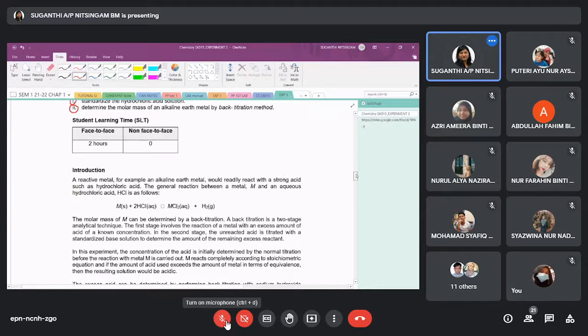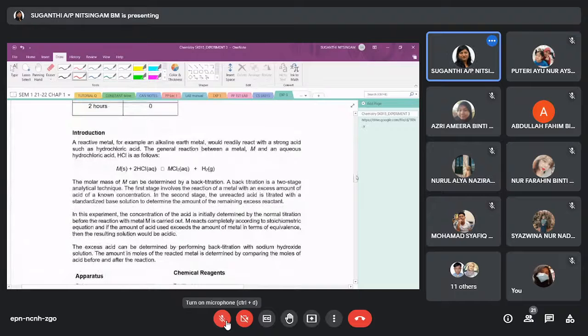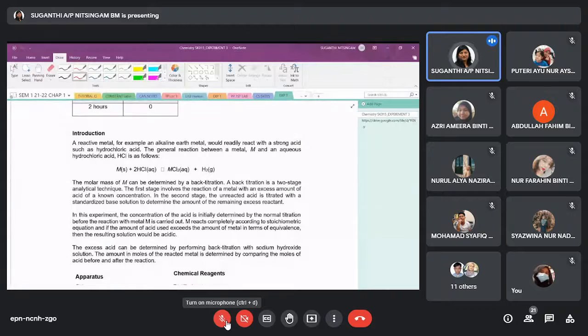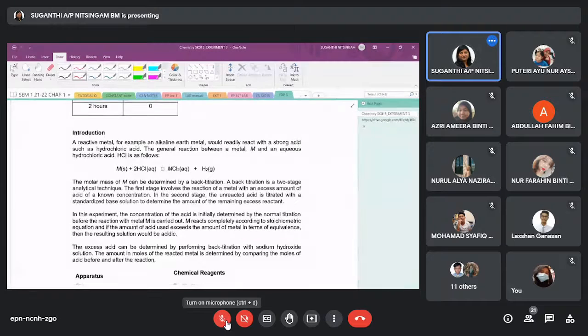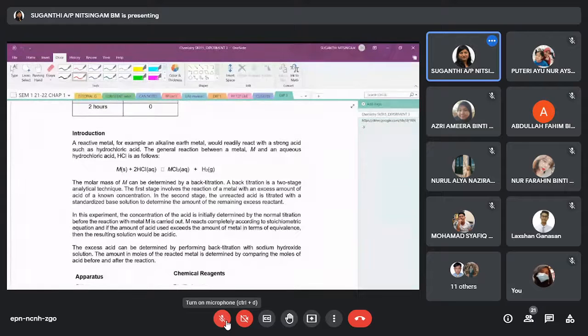Okay. So a reactive metal, for example, an alkaline earth metal, would readily react with strong acids such as hydrochloric acid. The general reaction is given as below. So you akan nampak hydrogen gas terbebas. Macam mana you akan nampak hydrogen gas terbebas? You akan nampak apa? Colorless bubble. Yes, you will see bubbles coming out, colorless bubbles. So kalau you nak test hydrogen gas, you guna apa ya?